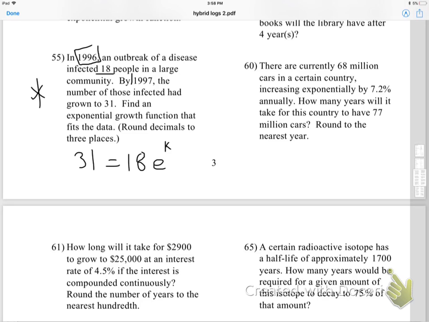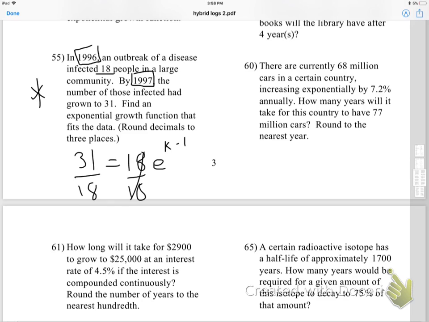Can you see that it just took 1 year, so t equals 1. There we go, I've just put them into the growth function. Remember, A equals A0 e to the kt. So if I divide both sides by 18, it looks like I'm going to have to use my calculator now.